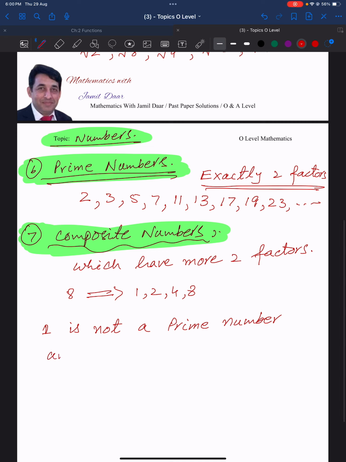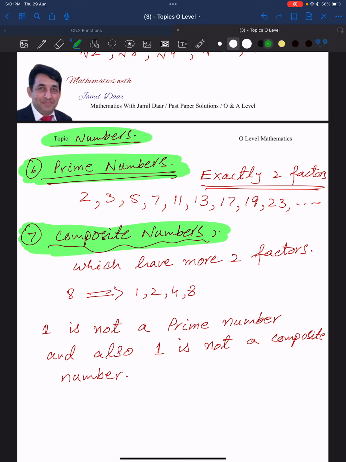And also 1 is not a composite number, because it doesn't satisfy the definition of composite numbers. It doesn't satisfy both the definitions. So 1 is not a prime number nor a composite number.